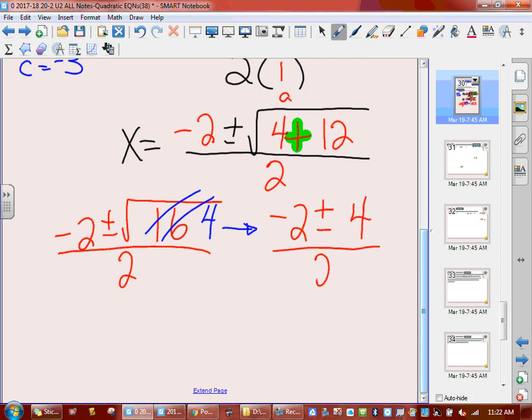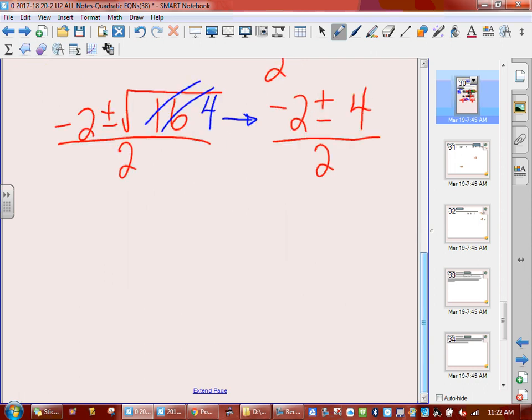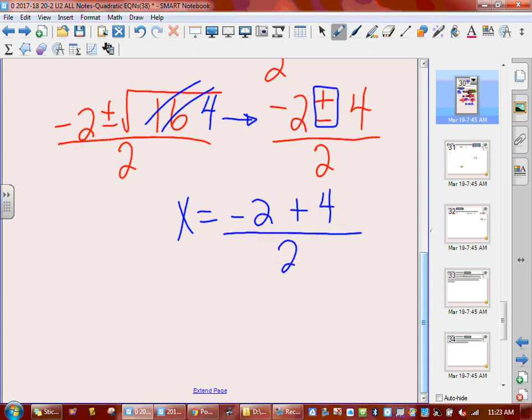Now this is where you have to do BEDMAS again. So you're going to solve this question twice. Why twice? Because you've got a plus and a minus in there. That means you're going to have 2 answers. So we're going to say x equals negative 2 plus 4, all divided by 2. And then we write it again, negative 2, and we switch that sign. Up here it's a plus, we switch it to subtract down there. All divided by 2.